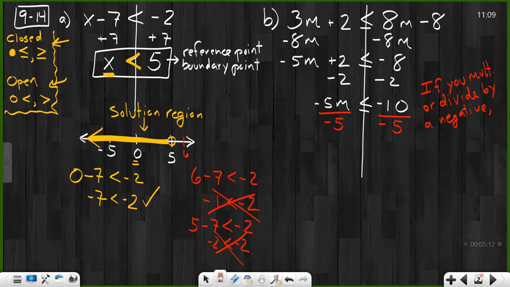If you ever multiply or divide by a negative, it makes everything the opposite. In an equation, the equal symbol, whether you flip it or not, doesn't change anything. But here, this inequality symbol needs to flip to the other direction. Anytime you divide by a negative, we will flip that symbol. Turn it right around. Because it makes everything the opposite.